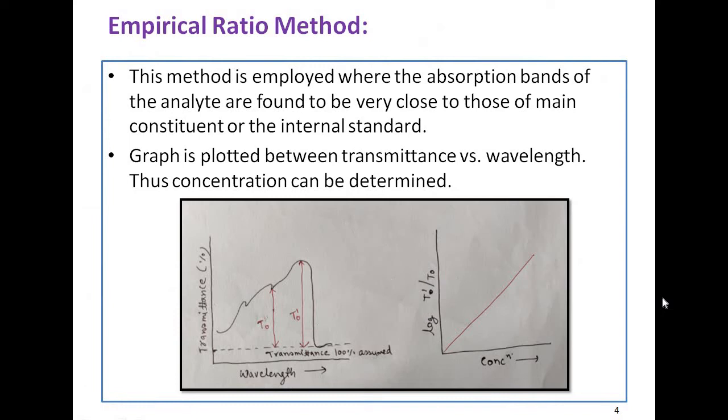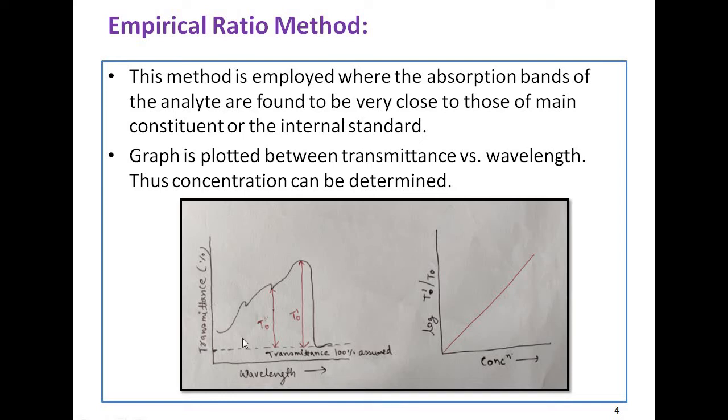The next important method is the empirical ratio method. We employ this method where the absorption bands of the analyte are found to be very close to those of the main constituents or the internal standard. The graph is plotted either as transmittance versus wavelength, or between log T naught dash upon T naught versus concentration. And by this straight line curve we can determine the concentration.